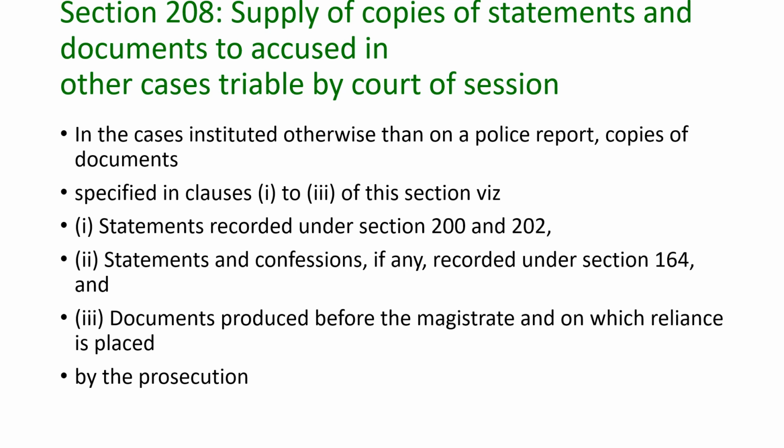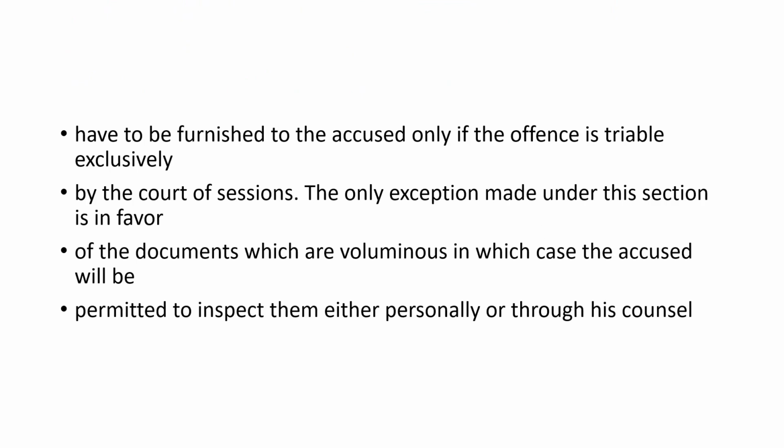And now what are the documents we need to deliver to the accused? First is a statement recorded under section 200 and 202. Statement and confession, if any, recorded under section 164. Documents produced before the magistrate and on which reliance is placed by the prosecution. Each and everything must be delivered to the accused, otherwise the conviction of the accused will get cancelled.